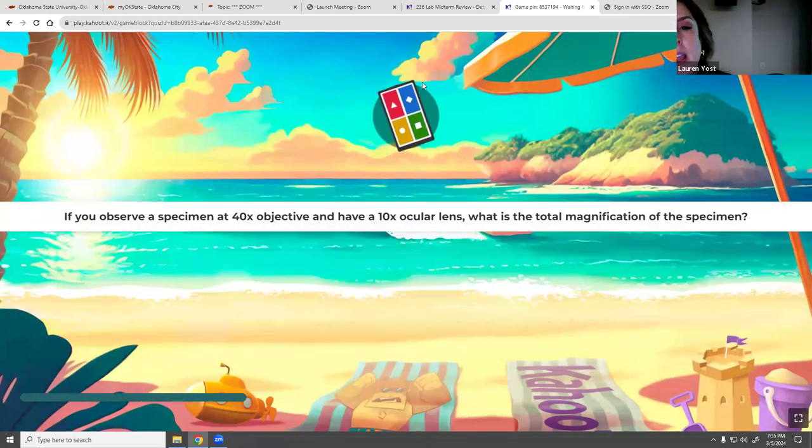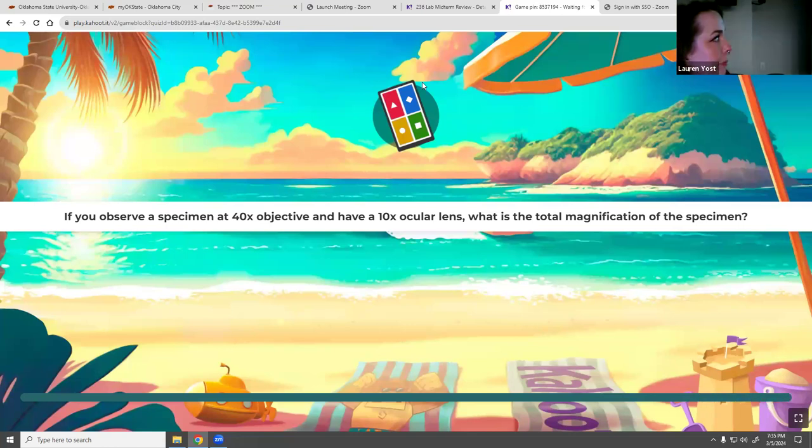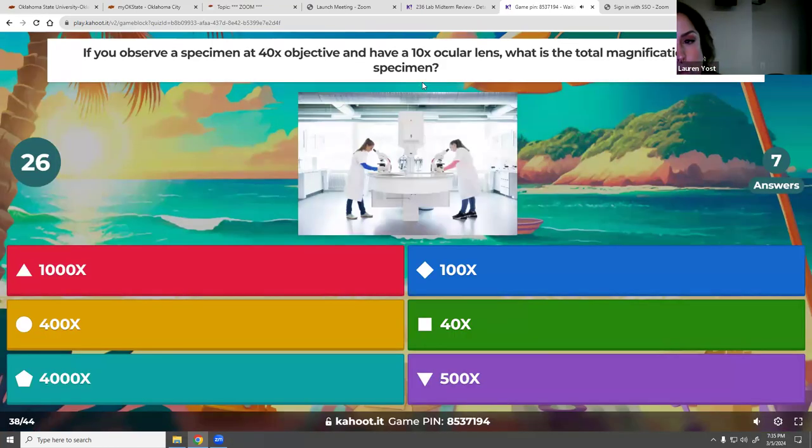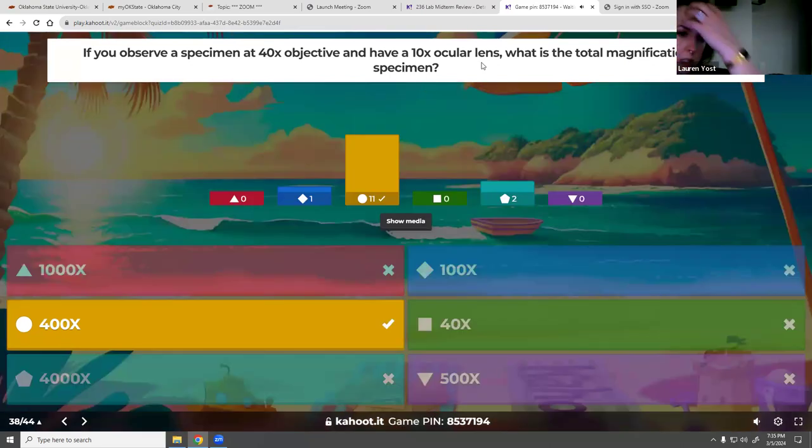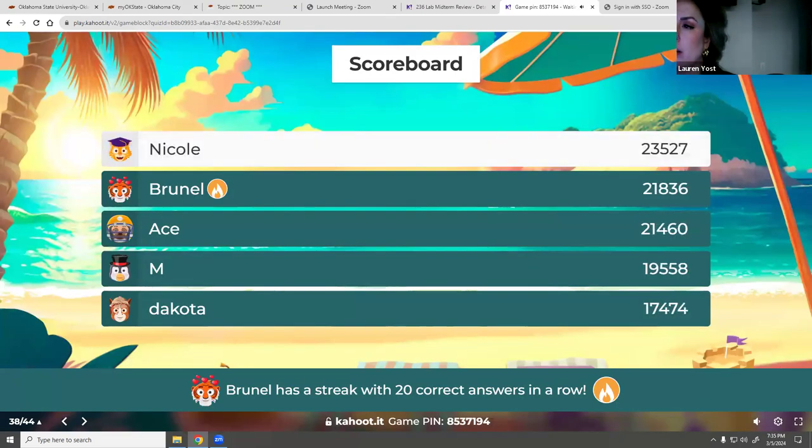If you observe a specimen at 40x objective and have a 10x ocular lens, what is the total magnification of the specimen? All right, so this is 400x. It's going to be multiplying the two together. That one's not too bad.